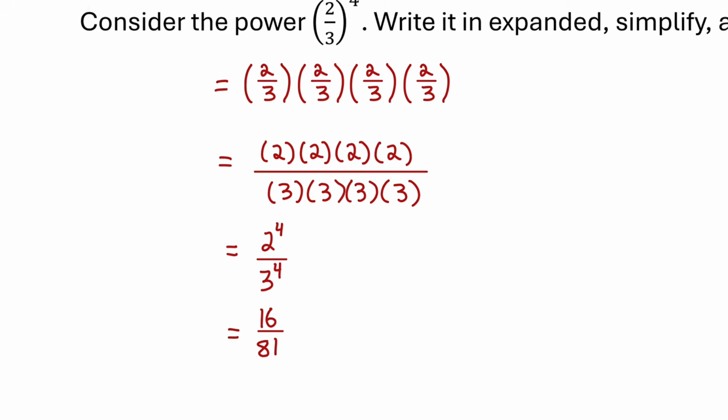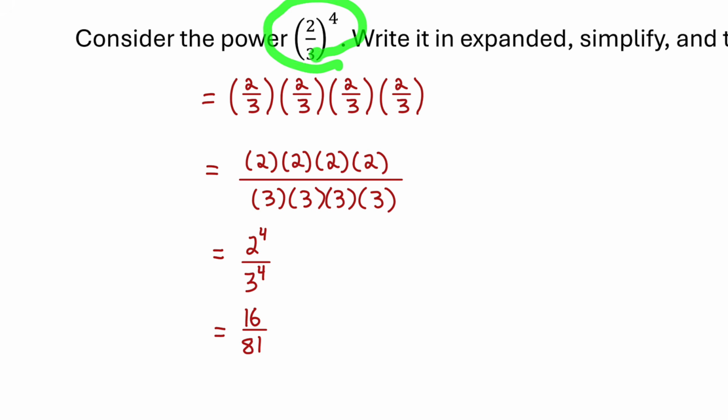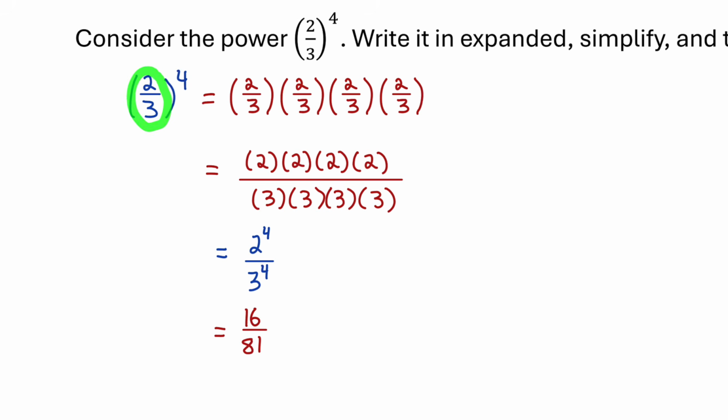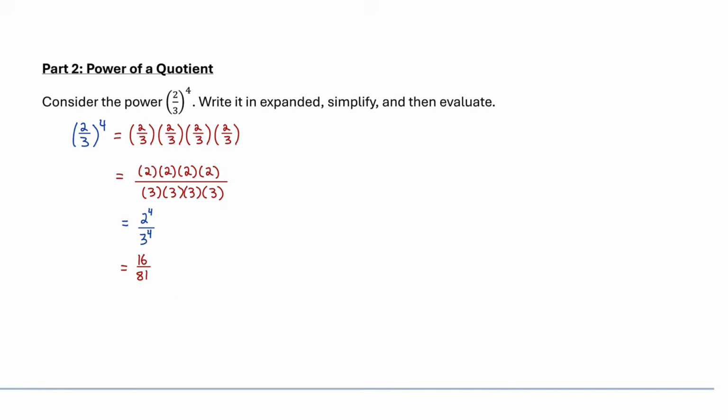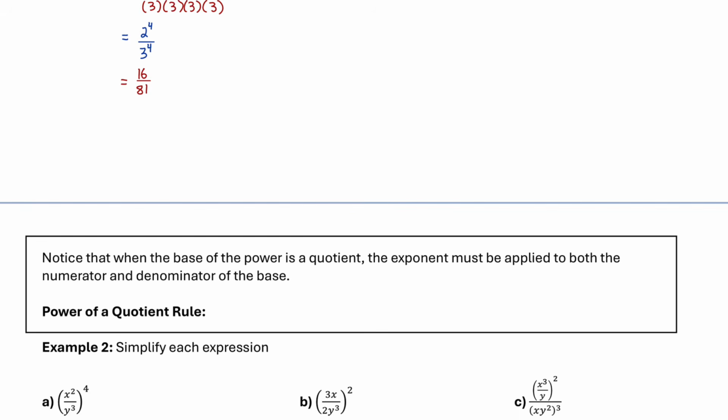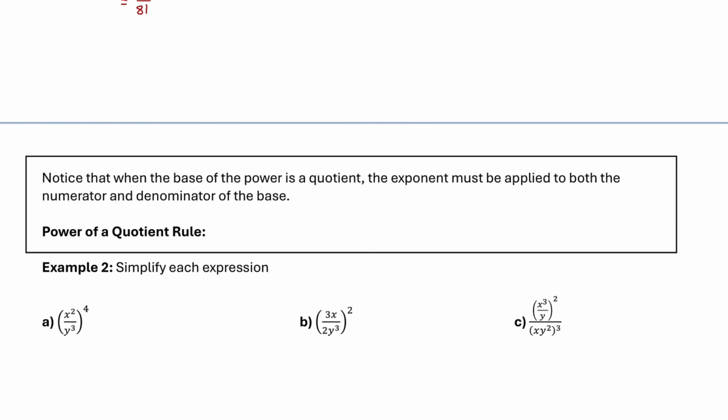And if I were to compare the original power to my second last line here, notice that if the base of the power is a quotient, the exponent of the power gets applied to both the numerator and denominator, giving us 2 to the power of 4 over 3 to the power of 4. So let's summarize that rule in this box below. It says, notice that when the base of the power is a quotient, the exponent must be applied to both the numerator and denominator of the base.